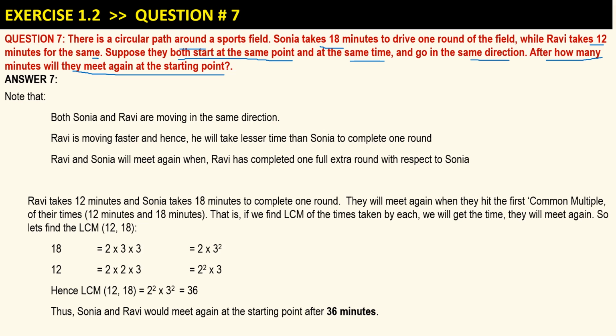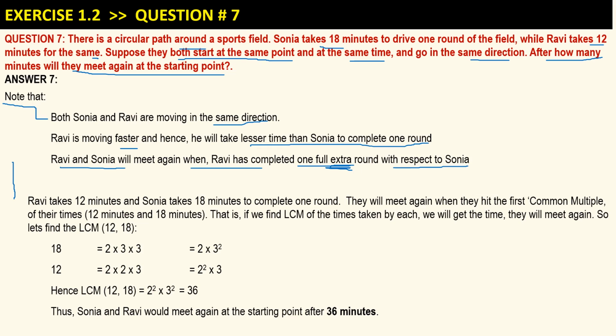So before we start solving the question, there are some observations. Note that both Sonia and Ravi are moving in the same direction. Ravi is moving faster, hence he will take less time than Sonia to complete one round, which we can already see: 18 minutes is taken by Sonia and Ravi takes 12 minutes. Ravi and Sonia will meet again when Ravi has completed one full extra round with respect to Sonia.